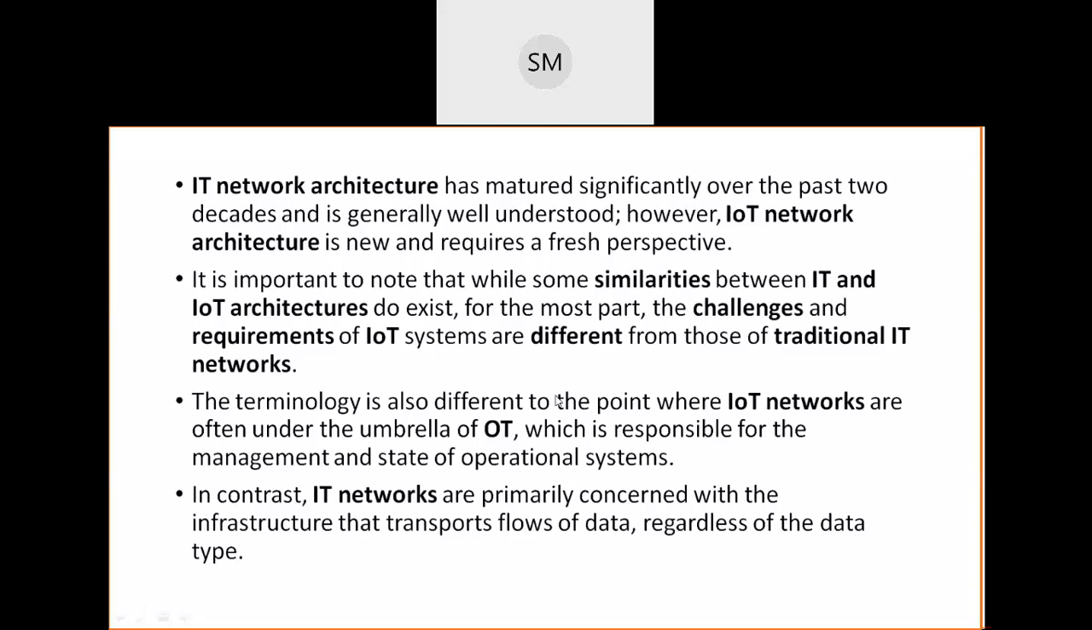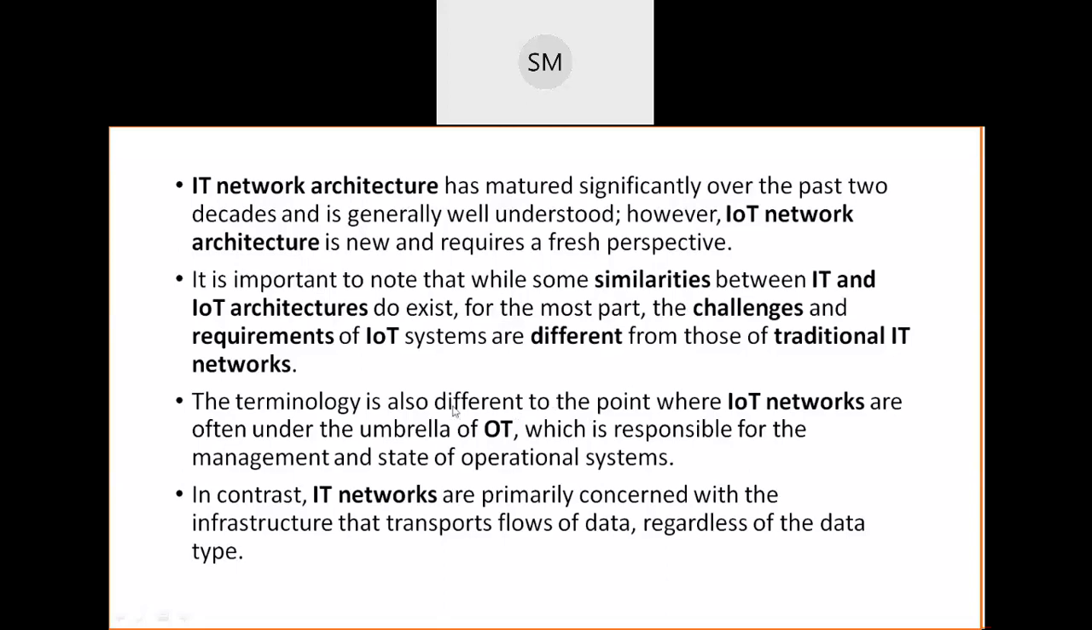IT has its own challenges. IoT also has its own challenges. IT has its own requirements. IoT also has its own requirements. I hope you are understanding, right? So even though there are some common things between IT and IoT architectures, there are different challenges and different requirements for each of these network architectures.